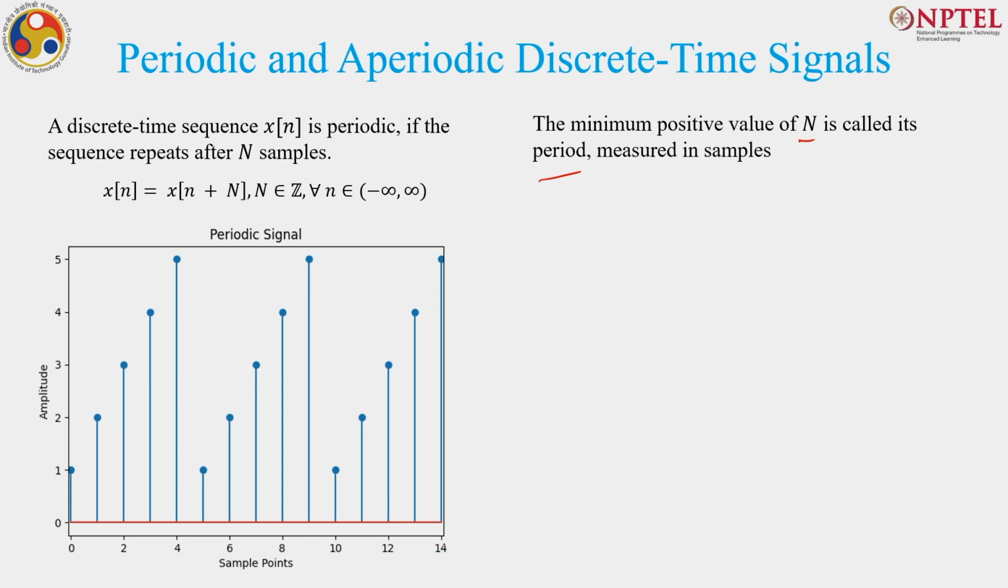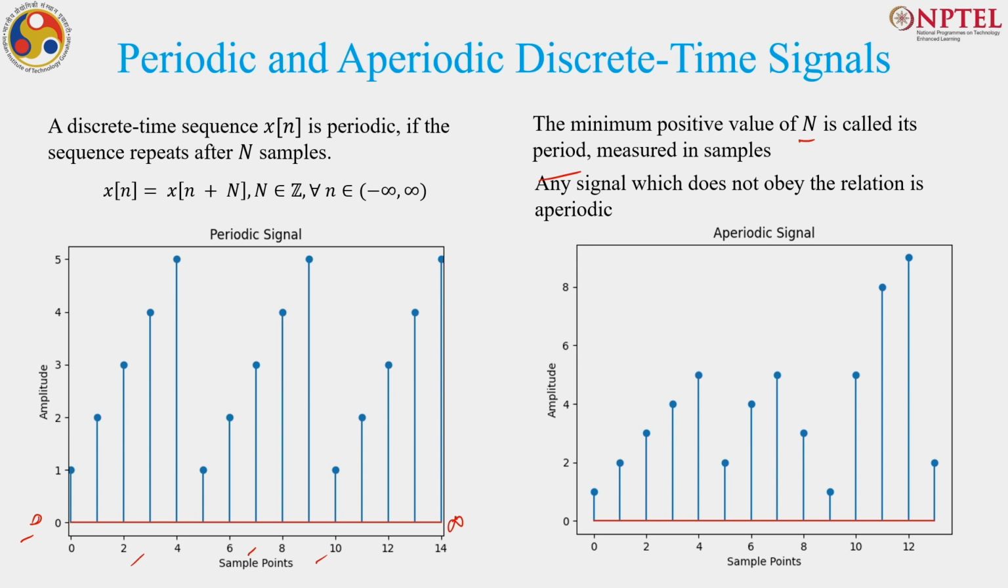Again I said that periodic signals have to be of infinite length, from negative infinity to positive infinity. This is just a reflection that this is a section where 3 periods are shown, but this extends from negative infinity to positive infinity. If the signal is of finite duration, it cannot be a periodic signal. Any other signal which does not obey this relationship is an aperiodic signal like this, but any signal of finite length will definitely be aperiodic.